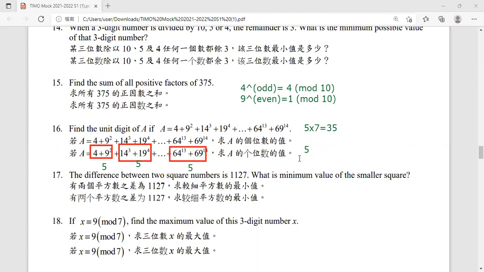So just find the pattern. Don't be so stressed, okay? Just find the pattern. Okay, any question on this one?